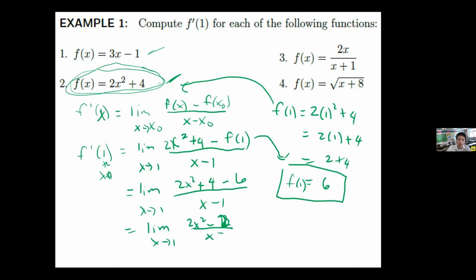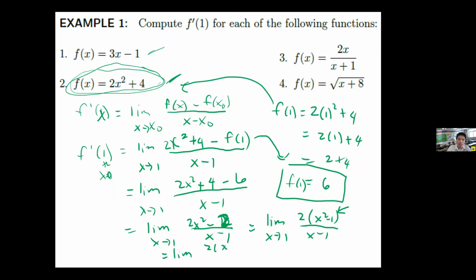Then focusing on 2x squared minus 2, it is factorable. So we can factor it as the limit of 2 times x squared minus 1 over x minus 1 as x approaches 1. And x squared minus 1 is factorable, so that is now the limit of 2 times the factors of x squared minus 1.